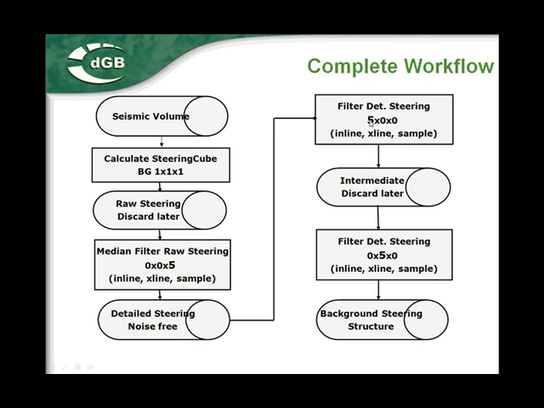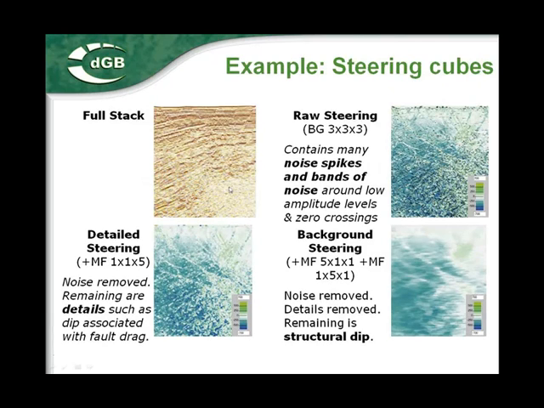And typically I would then use a filter like that, 20 in inline direction, 3 in cross-line direction, and then here 3 in inline direction, 20 in cross-line direction. Having done that, you end up with a background steering, and that just contains information about the grand structure of the seismic data. Here are some images so you can see how that looks in practice.